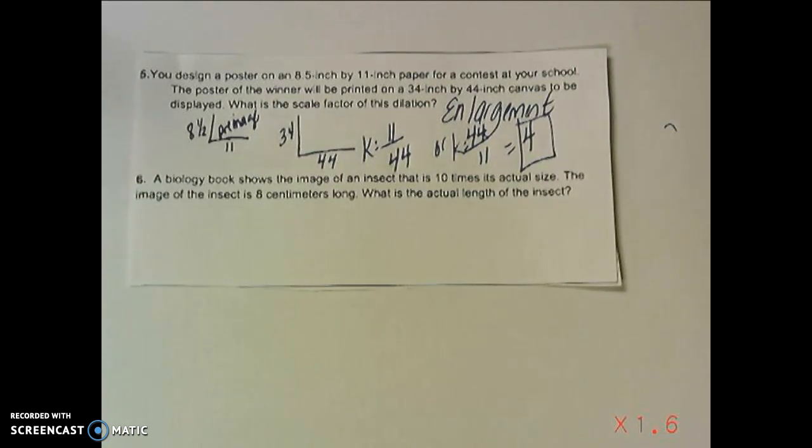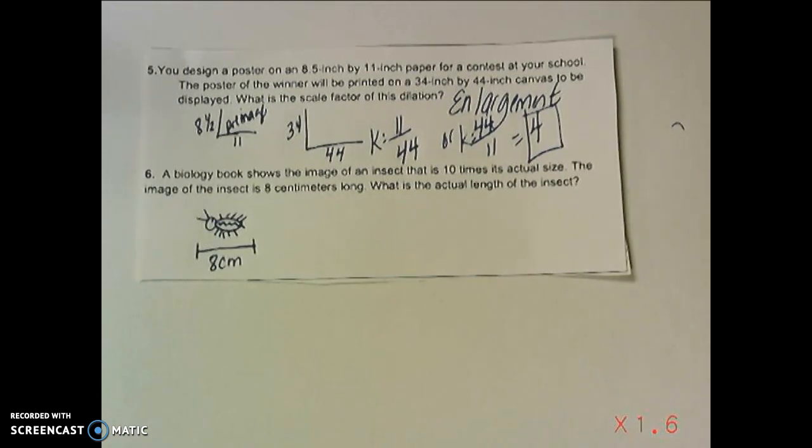Now, number 6. Number 6 is something that's kind of relevant to you. A biology book shows the image of an insect that is 10 times its actual size. So the book blew it up. The image of the insect is 8 centimeters long. What is the actual length of the insect?